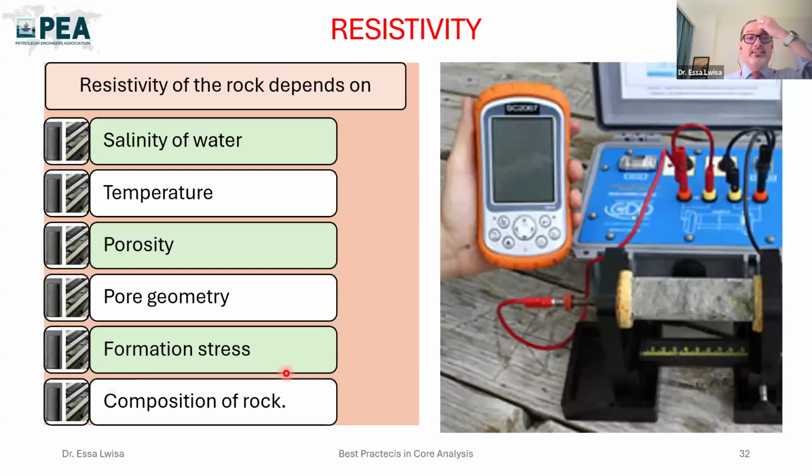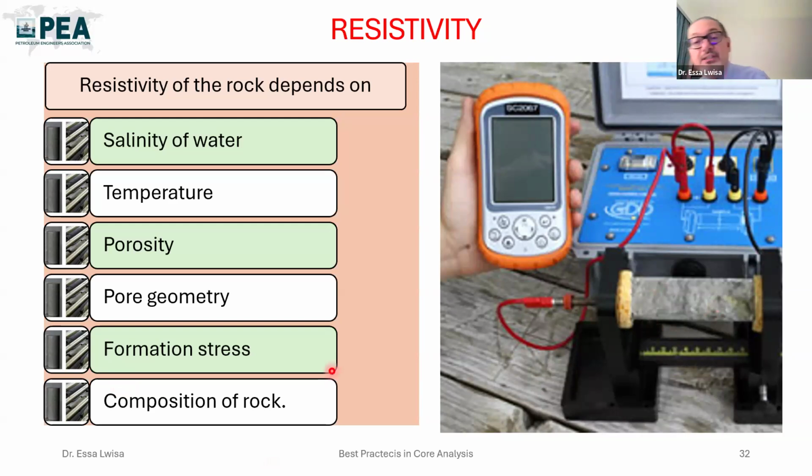The formation stress and the composition of the rocks also matter, because, as you can see here, this is a limestone. The resistance of limestone is different from the resistance of sandstone, for example. So all of that will affect the resistivity.